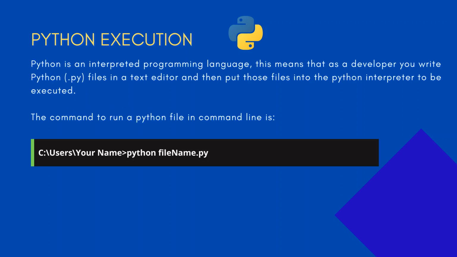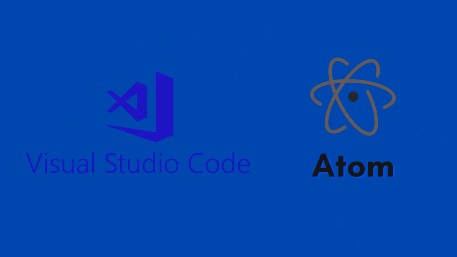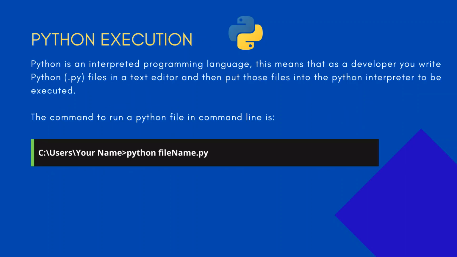Now let's talk about Python execution. Python is an interpreted programming language. This means that as a developer you write Python files in a text editor like Visual Studio, Atom and many more. And then put those files into the Python interpreter to be executed.